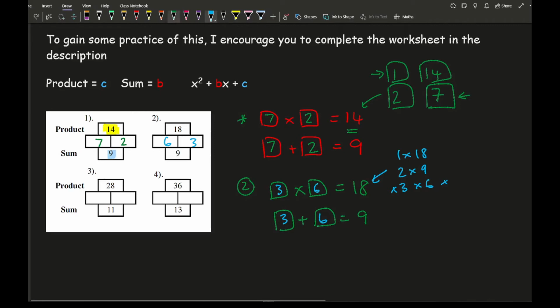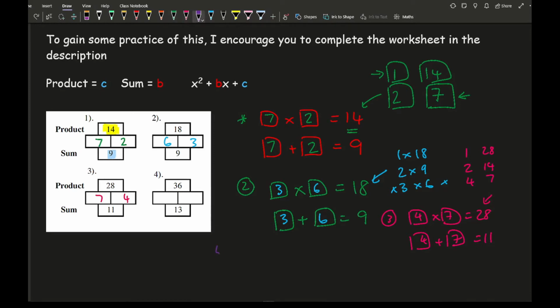For question 3, again, I want to find two numbers that multiply together to give me 28, but added together give me 11. So again, always start with the multiplying. I've got 1 and 28, 2 and 14, 4 and 7, and I think that's pretty much it. Looking at these pairs of numbers, which could I use that add together to give me 11? Well, it's going to be 4 and 7. I've put them in a different order, just to emphasize the point that it doesn't matter what order you put them in.